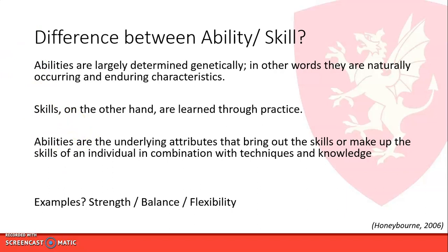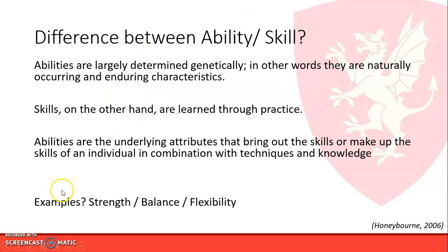Now the abilities are sort of the underlying attributes that bring out the skill. So our inherent abilities almost determine how well we can perform the skill. That, in combination with learning the appropriate technique and knowledge of when to actually perform the skill, effectively leads to a more successful performance outcome.